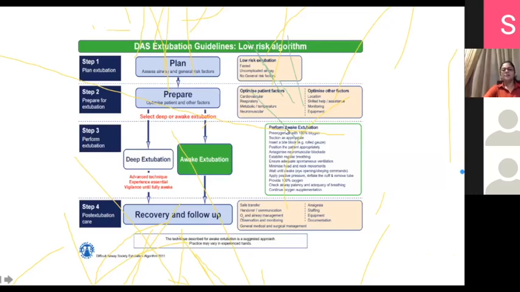So I read that because it's something which most of us do all the time, but these steps have to be remembered at all times. And then, of course, your post-extubation care: a safe transfer, a safe handover, clearly communicated, and ensuring that you've got everything on board. So this is the DAS guidelines for the low risk.